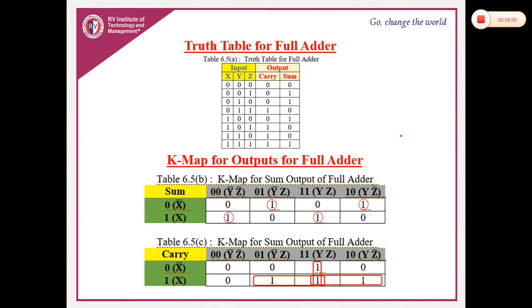Okay, next we'll go for the full adder and full subtractor truth tables. Whenever we say full adder, we have 3 inputs and 2 outputs. So x, y, z are the inputs, carry and sum are the outputs. Whenever we say 3 inputs, obviously 2 power 3 is 8. 8 combinations are possible from 0 0 0 to 1 1 1.